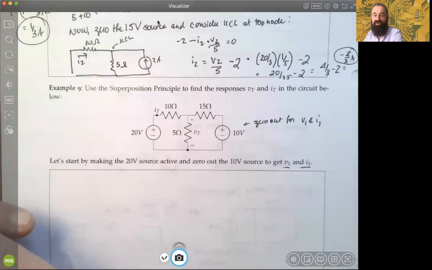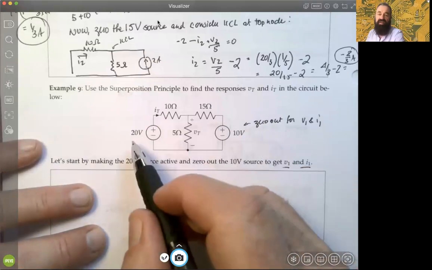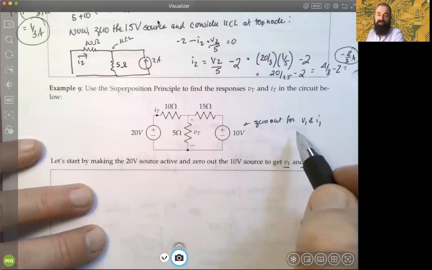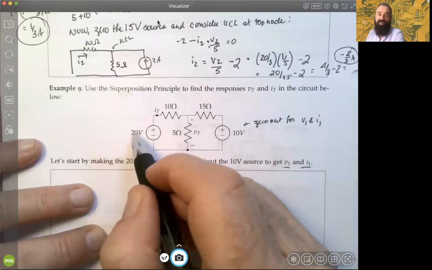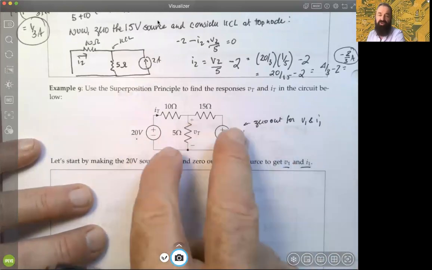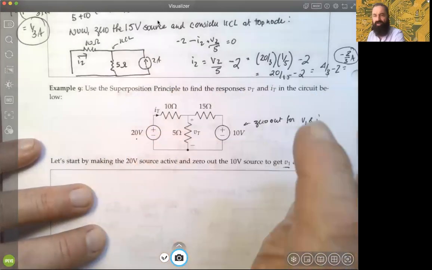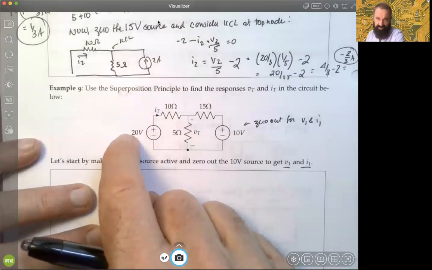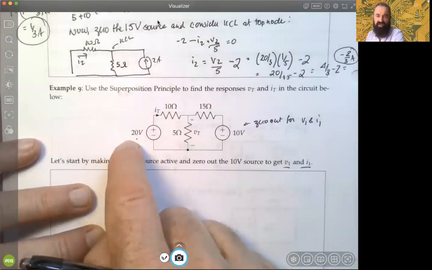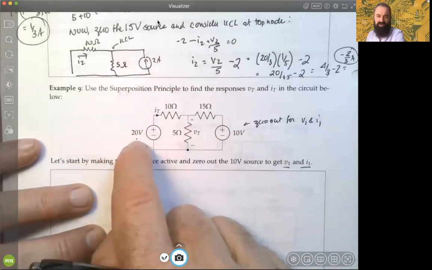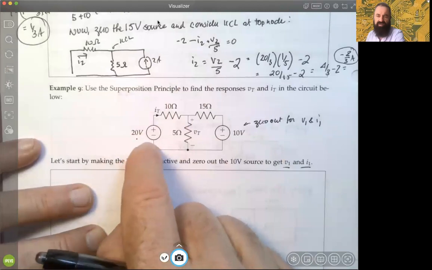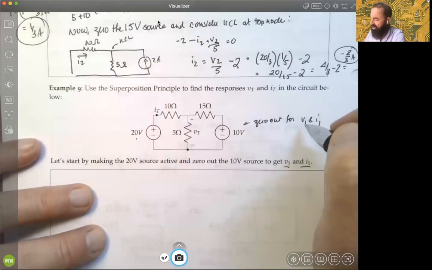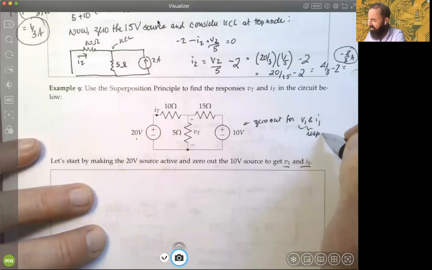Which ones do you get according to which source you're contributing? In this case, another way to say it is that we're really looking for the voltage response and the current response for this source. There's only 2 here, right? If there were 3 or 4, you'd zero everything out except for this one, okay? But just to keep it straightforward here, we're only doing 2 sources. The idea is that these are the responses for the 20 volt source, okay?